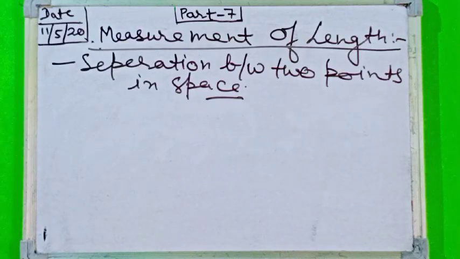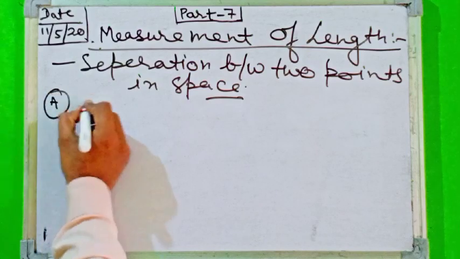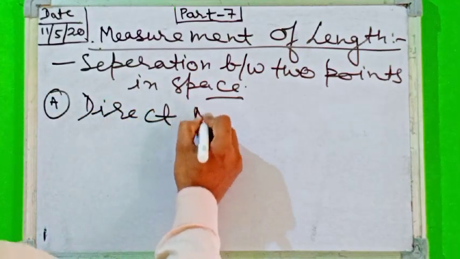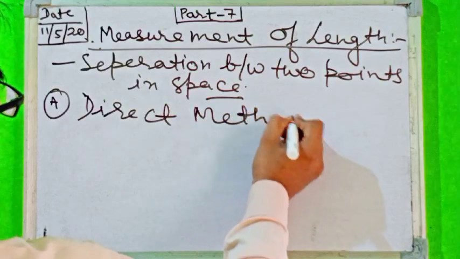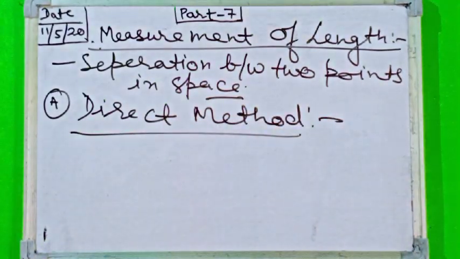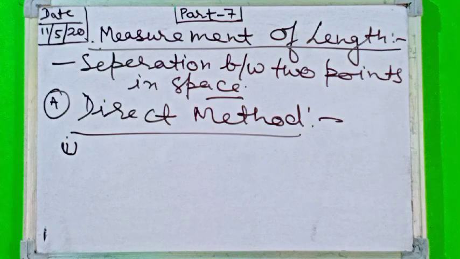So first one is direct method. First we will discuss the direct method for the measurement of length. In the direct method of measuring length, shorter distances, the smaller distances, can be measured.